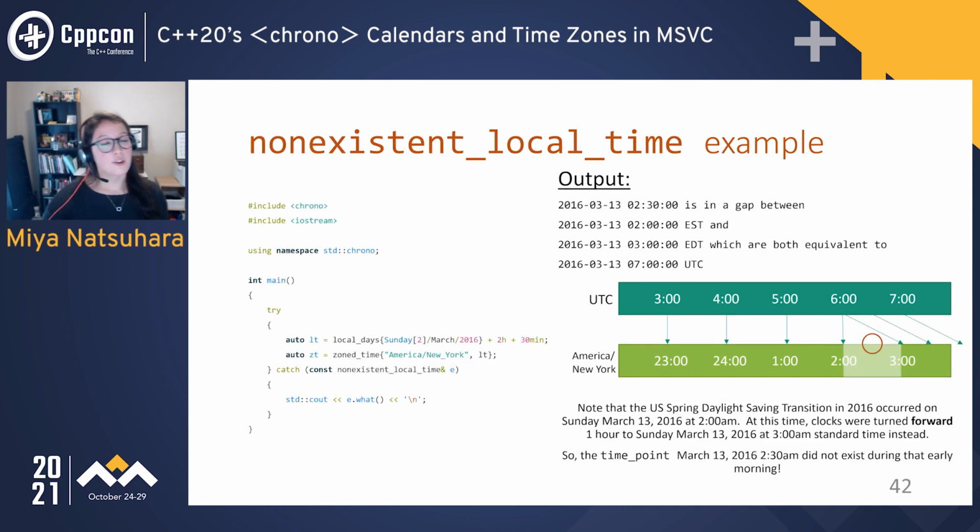Alternatively, let's look at the other kind of exception. We have a non-existent local time example here. Looking at the spring forward daylight saving transition in the US, in 2016, that was on Sunday, March 13th. And I'm choosing very specifically 2:30 a.m. At 2 a.m., clocks were turned forward 1 hour. So it went from 2 a.m. immediately to 3 a.m. without having any amount of time pass in the middle.